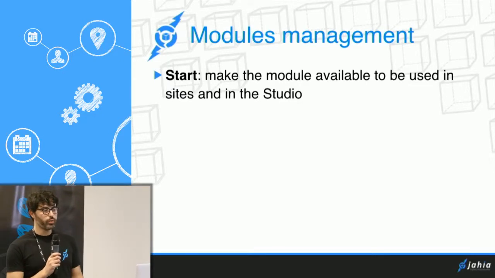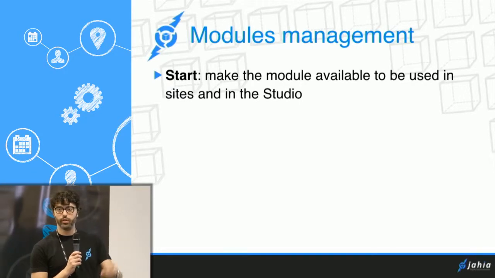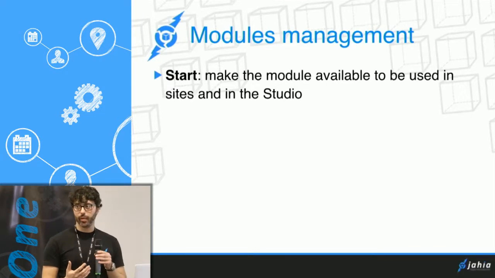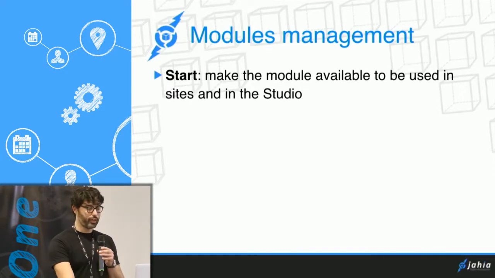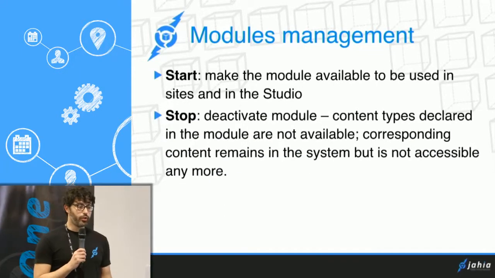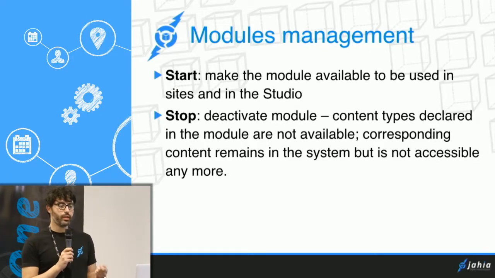You can start a module, so make the module available to be used in sites in the studio. You saw the interface. When you get a module from the App Store, just press the start button, and you can start using it right away on any of the sites where you want to deploy it. You can stop a module, so that will temporarily deactivate it. So that means if it had content types declared in the module, they will not be available anymore.